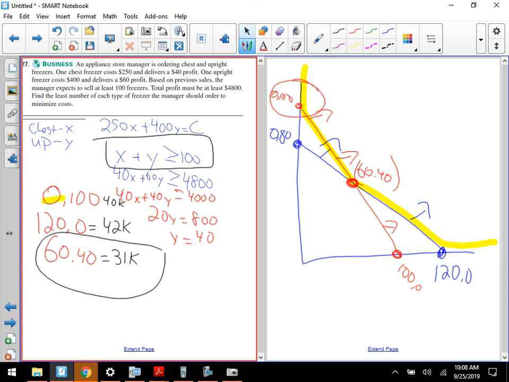Be careful. Some of you guys, and I let it slide a little bit on that last skill check, if it asks you how many of each type, you just don't write 60-40, because I don't know what 60-40 is. Some of you guys might have called your x values your upright freezers, and you would have been flip-flopping wrong. So let's label it. How many of each type do you need? You need 60 chest freezers and 40 upright freezers. And that's what I'm going to do for that.